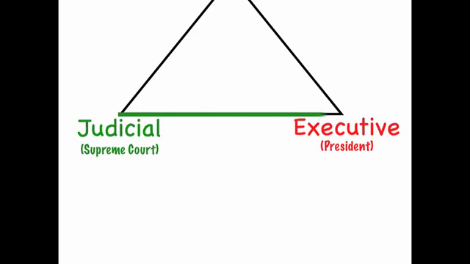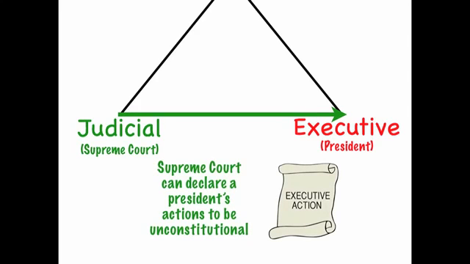The Supreme Court has power over the President because the Supreme Court can declare a President's actions to be unconstitutional. When the President does something that violates the Constitution, the Supreme Court has the power to stop him or her.